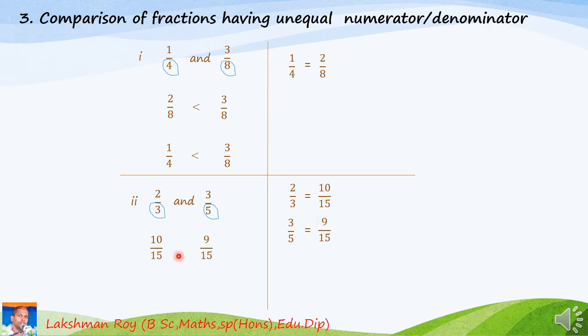Now compare these two. The denominators 15 and 15 are equal, the numerators are 10 parts and 9 parts, and the big one is 10 parts. So if you compare these two, this one is big. But they have given 2/3 and 3/5. Which one is big? This one is big, meaning this is the equivalent fraction for this one. That means 2/3 is the bigger fraction.